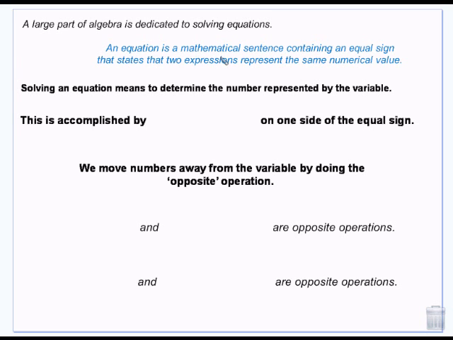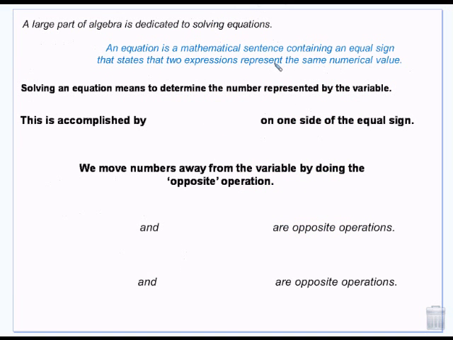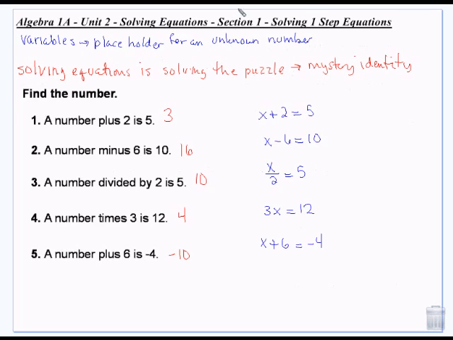But an equation is a mathematical sentence. A sentence, but written in math, so with symbols, symbolic words, containing an equal sign that states two expressions represent the same value. x plus 2 is equal to 5. So x plus 2 and 5 are the same. It doesn't matter what's on either side. They have the same value.